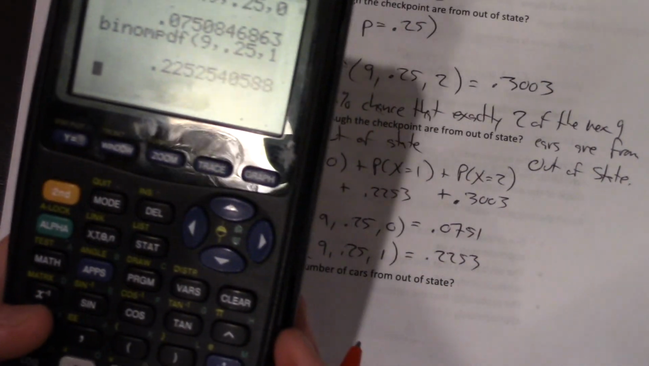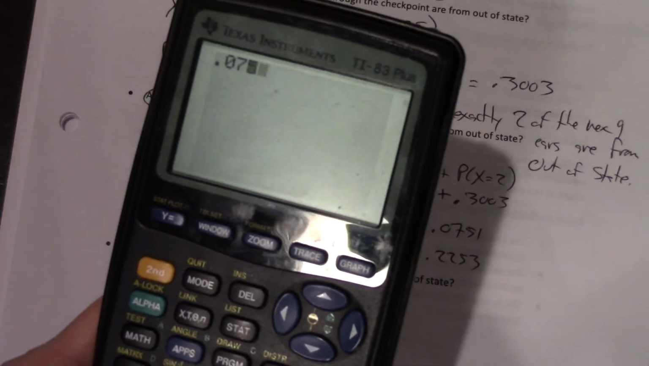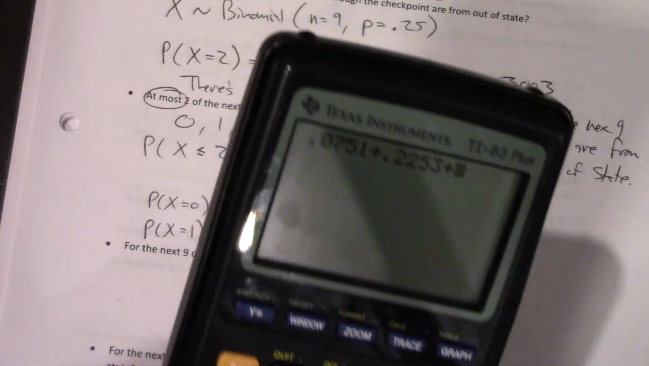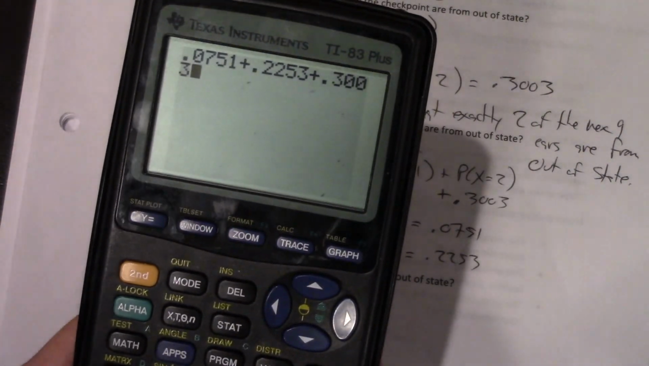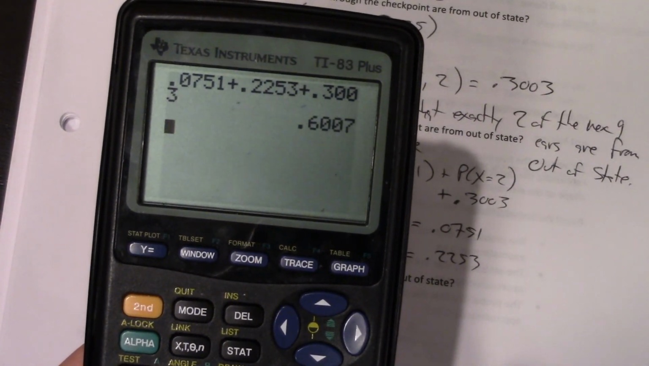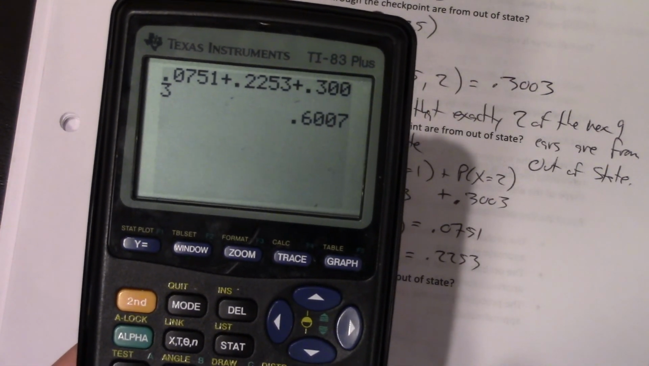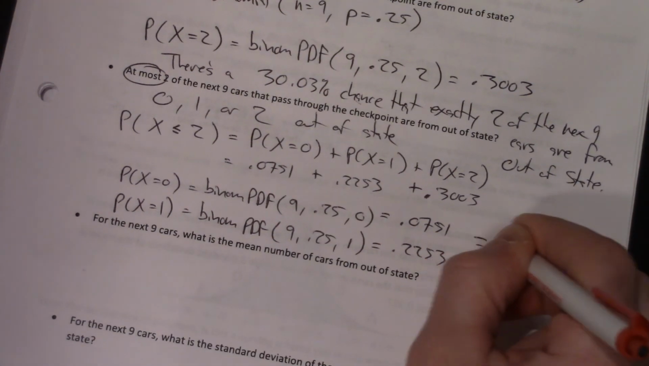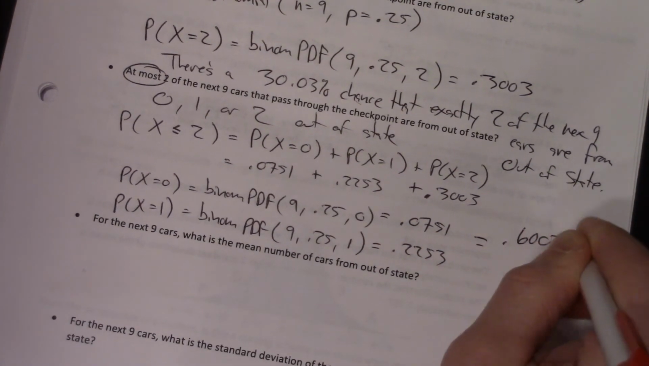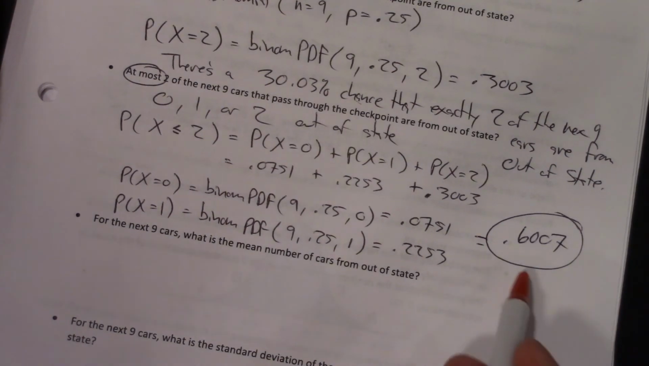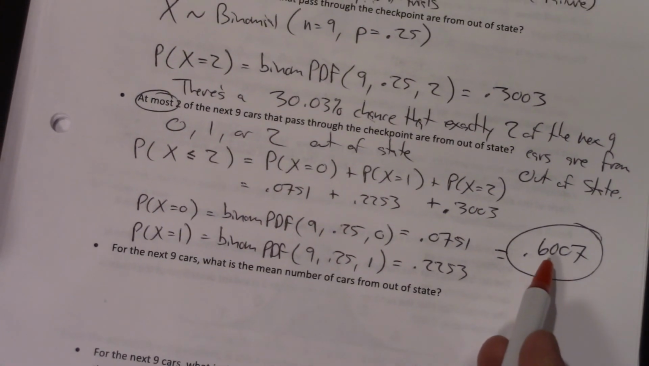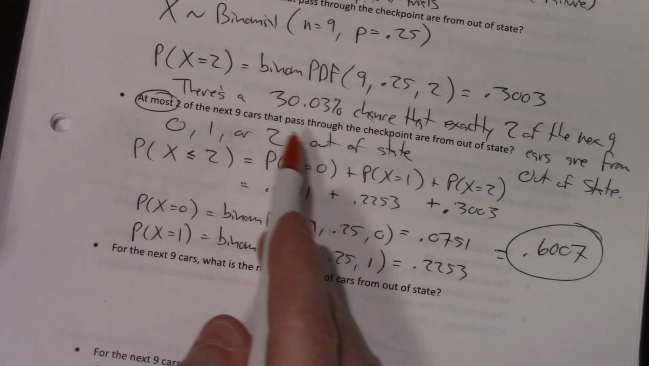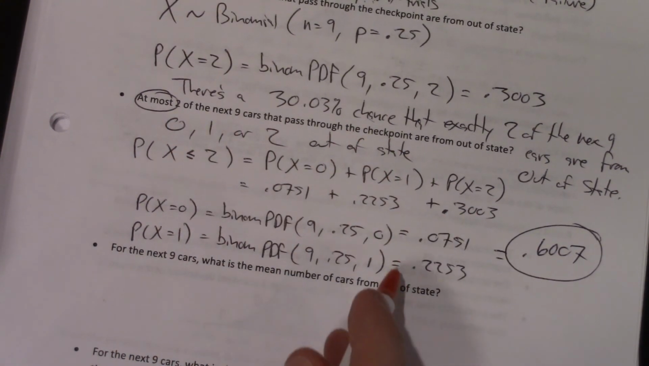So we add those together. We have 0.0751 plus 0.2253 plus 0.3003, and you get about 0.6007, depending on how you rounded. So that means there's about a 60% chance that at most 2 of the next 9 cars that pass through the checkpoint are from out of state.